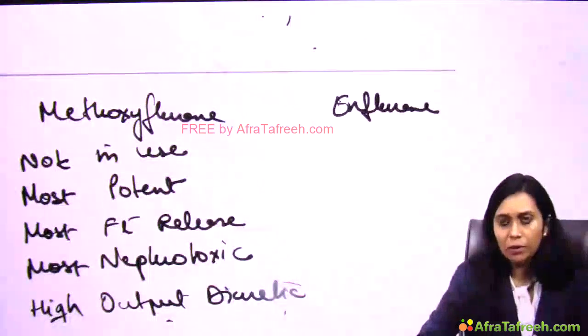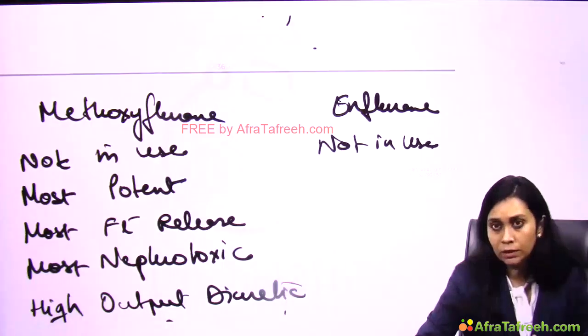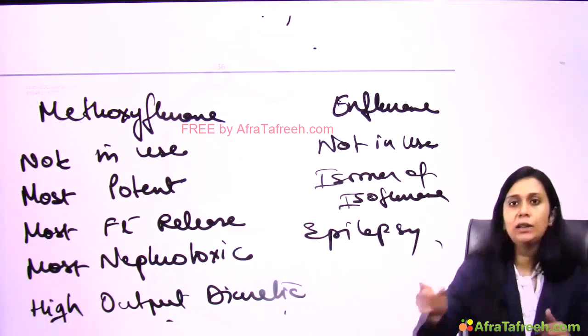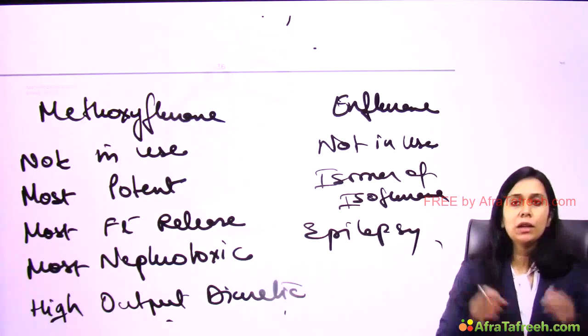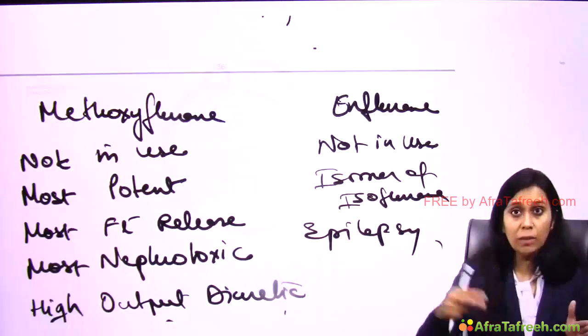And enflurane, not in use, of course. Isomer of isoflurane. E for enflurane, E for epilepsy. Guys, I don't want to add any other point. 3 points we have already discussed. They don't ask any question apart from these 3 points. Got it? So this is all about our newer potent agent in clinical practice, not in clinical practice.